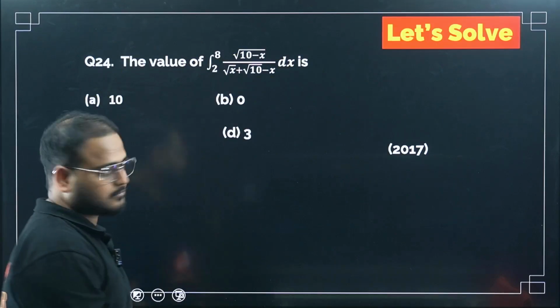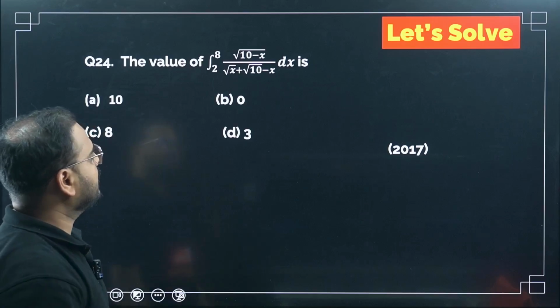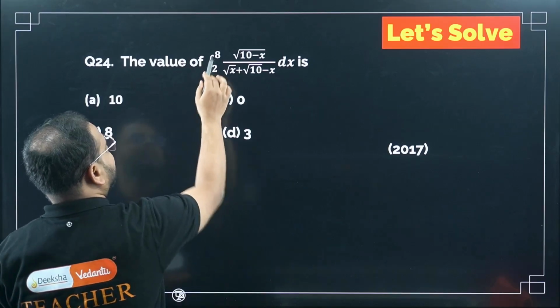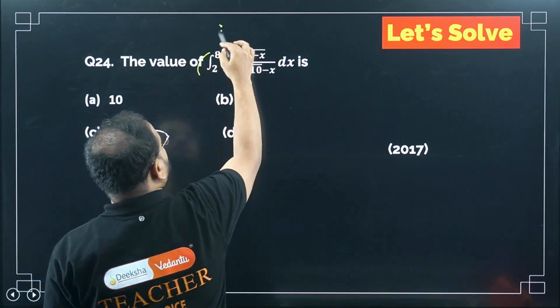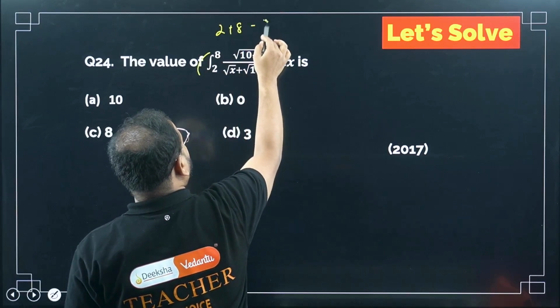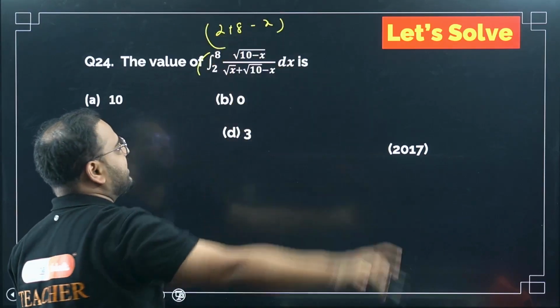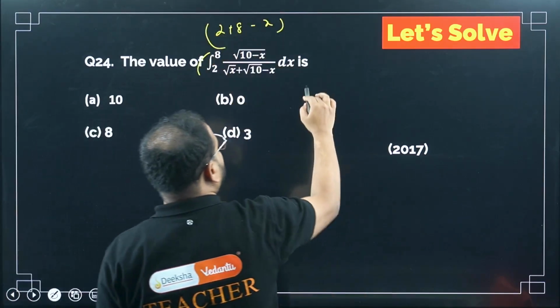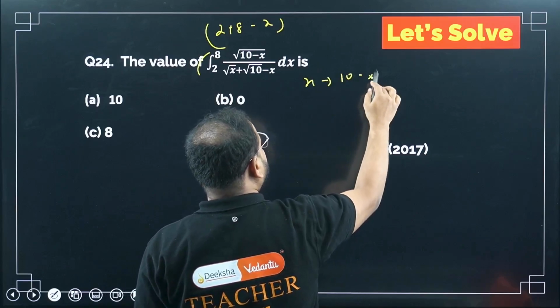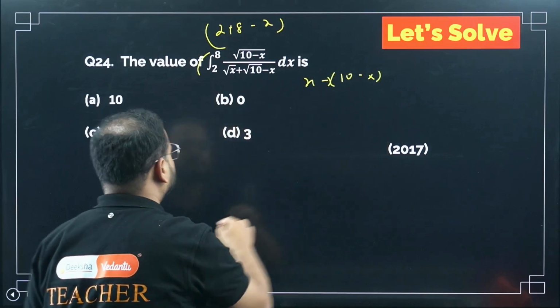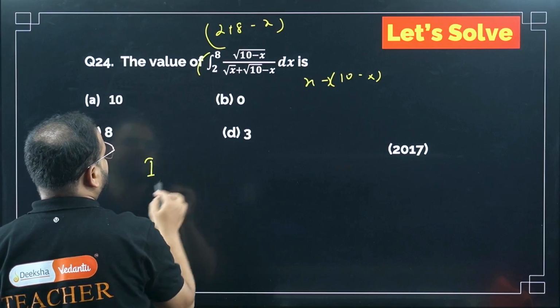Value of, the same thing I can do over here also. 2 plus 8, how much is that? 2 plus 8 is 10. So replace this with 10 minus x. Wherever there is x, replace x by 10 minus x. Please check what I'm going to get. Integration, I will be what?